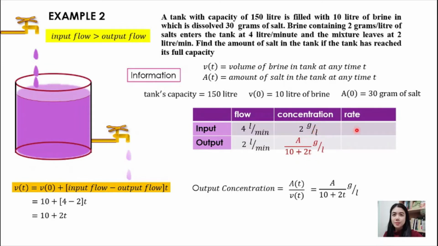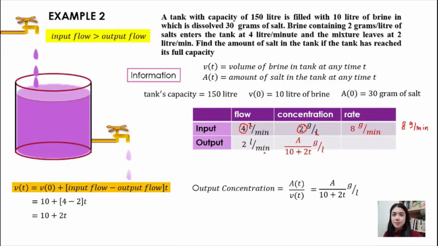Okay, the next thing that you have to figure out is the input rate. So how to figure out the input rate? That is very simple. It's through multiplication. So we just multiply the 4 with 2. So we have 8. And the units here you can cancel, so I will have gram per minute. So your input rate will be 8 gram per minute.